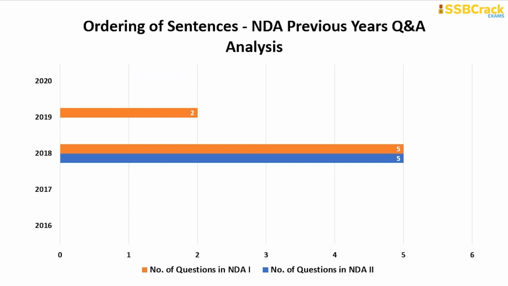And for ordering of sentences, only 2 questions came from this topic in NDA 1 2019 and 5 questions in NDA 1 and 2 2018. So no questions came in 2020, 2017 or 2016. So again there's a very small chance for you to get questions from ordering of sentences, but we can't rule them out. So we can study both ordering of words and sentences together.